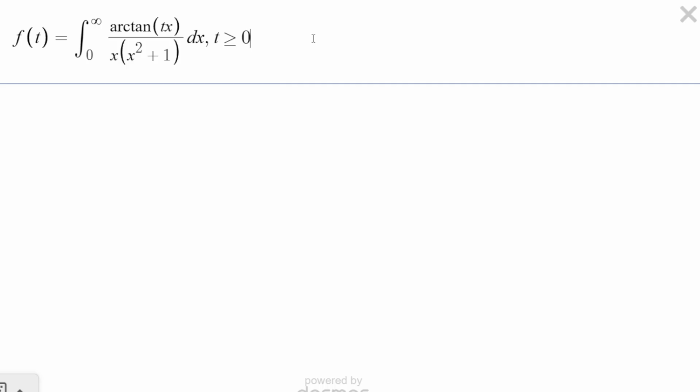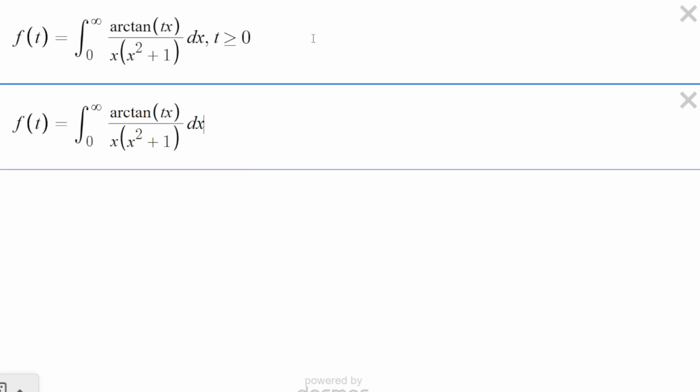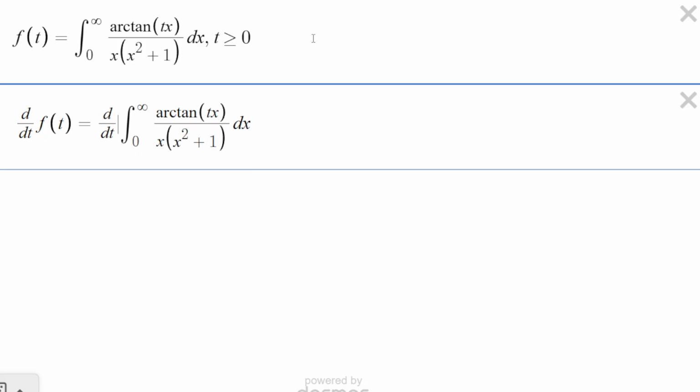All right, so since we already have a function of t, why don't we use the Leibniz rule for differentiation under the integral sign and take its derivative? So derivative with respect to t is equal to the derivative with respect to t of this. And using the Leibniz rule, we can bring that derivative right inside. So that's what we did. We took this derivative and literally just copied and pasted it right inside the integral sign right there.